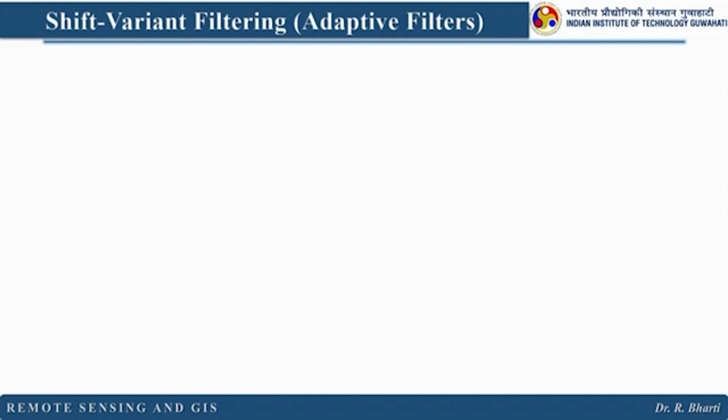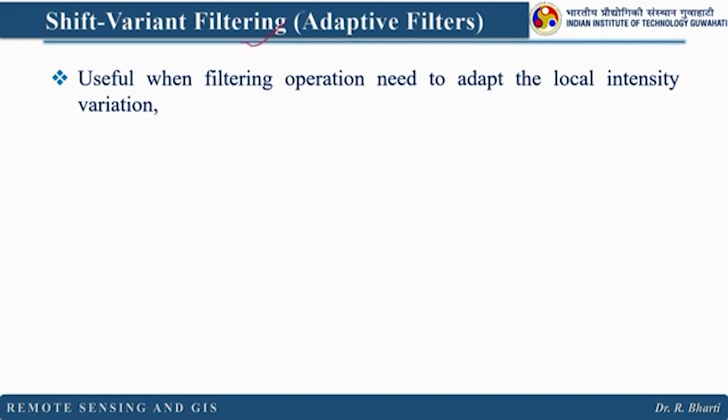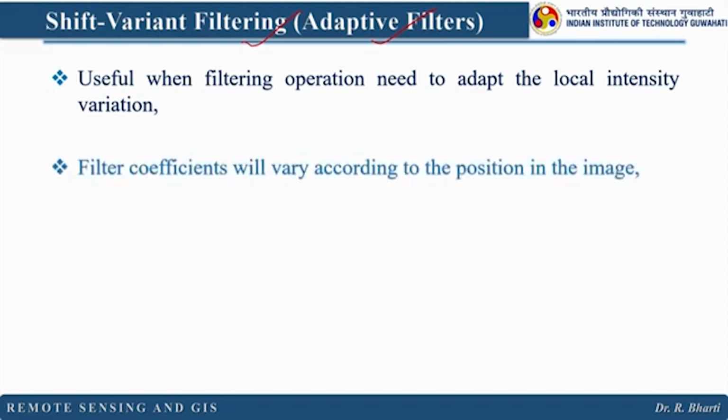In the previous cases you have seen that the local variation in intensity was not preserved, and because of that you get more noise after applying those filters. So there are a few filters, like the shift variant filter, which we also call adaptive filters. These are used when the filtering operation needs to adapt to the local intensity variation, and the filter coefficients will vary according to the position in the image.